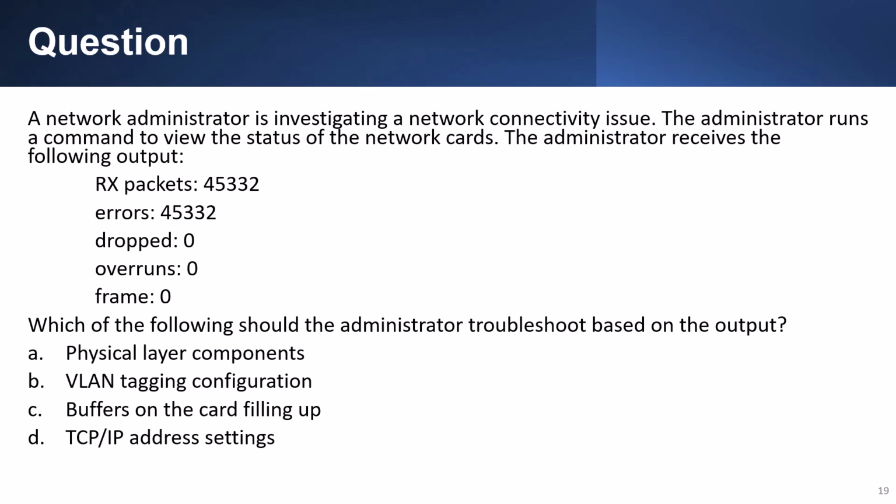Question: a network administrator is investigating a network connectivity issue. The administrator runs a command to view the status of the network cards. The administrator receives the following output: RX packets 45,332 and errors 45,332. No dropped, overruns, or frame. Which of the following should the administrator troubleshoot based on the output? Answer: physical layer components.